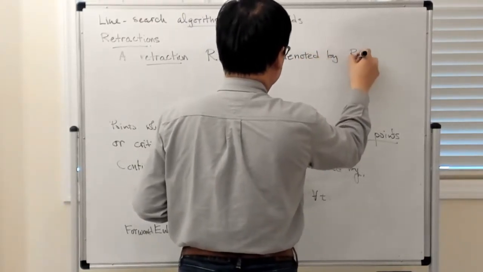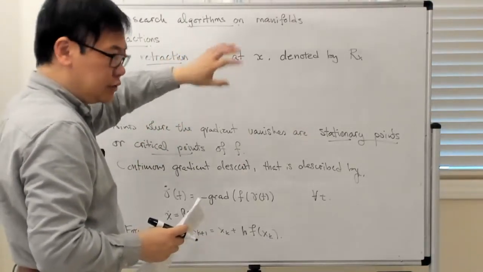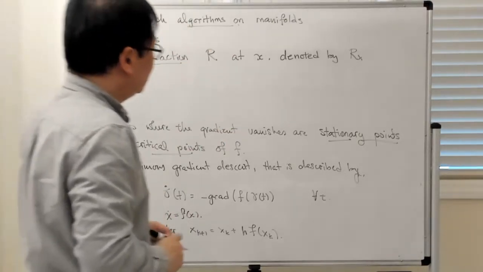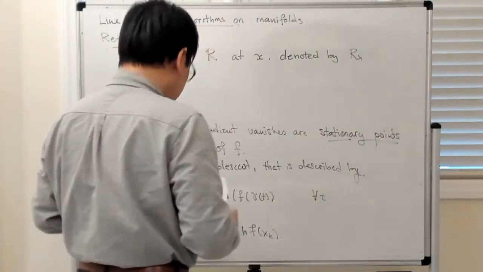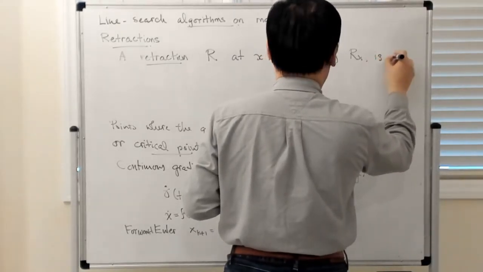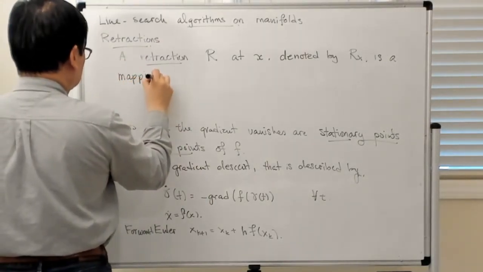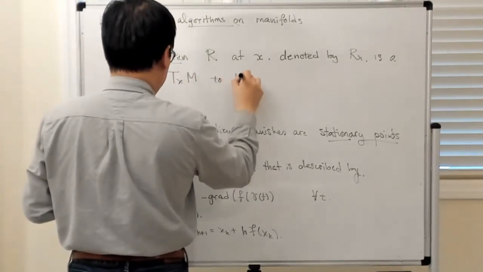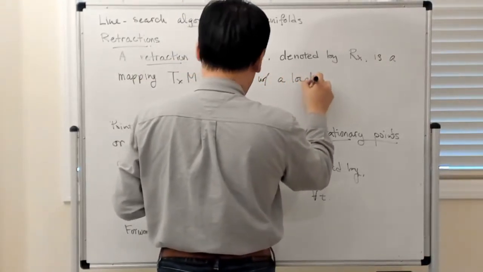so I guess what's basically happening is that you have a retraction which is maybe defined everywhere on the manifold, but you're interested in how it behaves at the point X, and you look at the restriction, if you will, to the point X, and you denote it by R sub X. And R sub X is a mapping from T_X M to M, right, with a local rigidity condition.